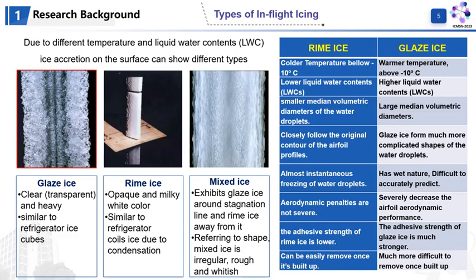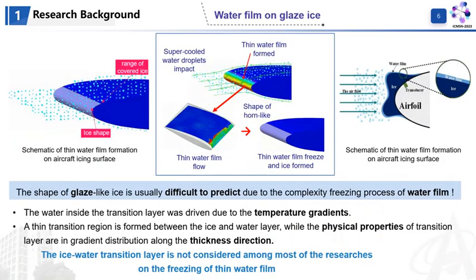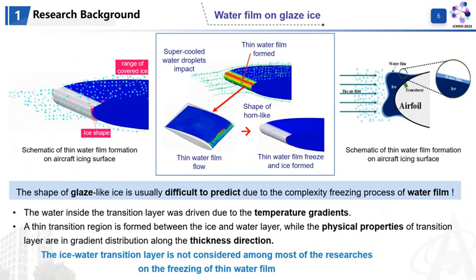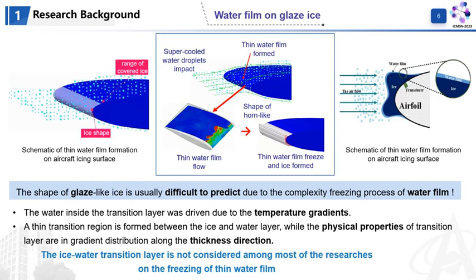There is no doubt that different types of ice pose different risks to aircraft safety. As shown in the right photo, glazed ice has the severest threat to the flight. What's more, there will exist a thin water film over the glazed ice. When the supercooled water droplets impact on the aircraft surface, the thin water film is formed. As the water film flows along the surface, it will freeze and release latent heat at the same time.